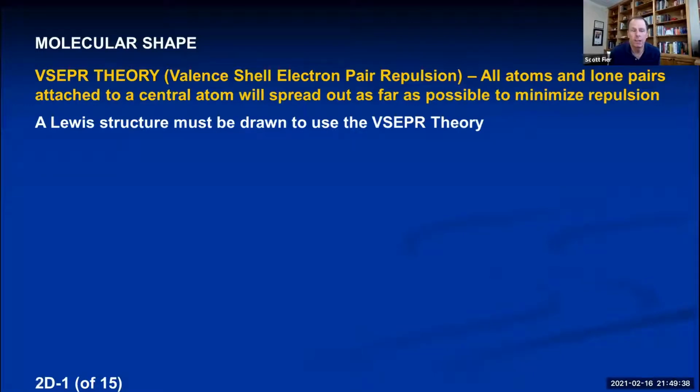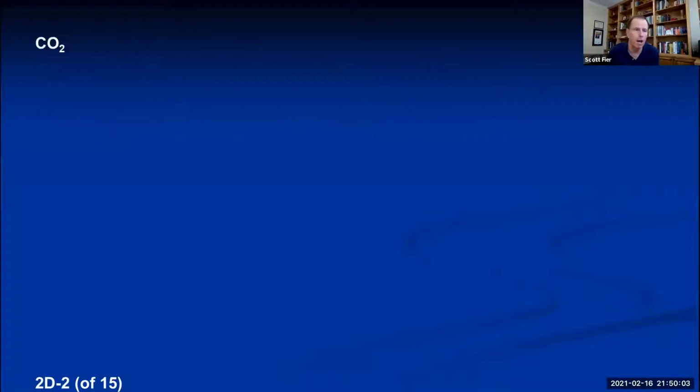So we're going to talk about molecular shapes today, and we're going to predict shapes of molecules by using what's called the VSEPR theory, valence shell electron pair repulsion theory, where it assumes that all atoms and lone pairs attached to a central atom will spread out as far apart as possible to minimize repulsion. And in order to use VSEPR theory, you have to draw an accurate Lewis structure for any particular molecule or polyatomic ion. So let's start with carbon dioxide.